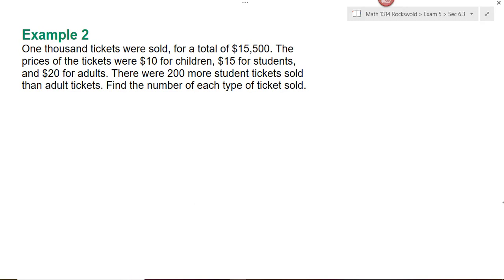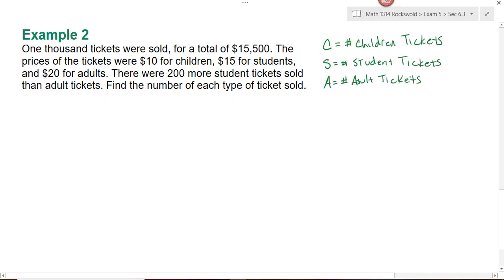First thing we have to do is we're going to need 3 equations because we have 3 variables, because there's 3 types of tickets. So what I'm going to do is I'm going to let C represent the number of children's tickets, S will be the number of student tickets, and A will be the number of adult tickets. Because I have 3 variables, I need 3 equations. Fortunately, they've given us enough information in this problem to write those 3 equations.